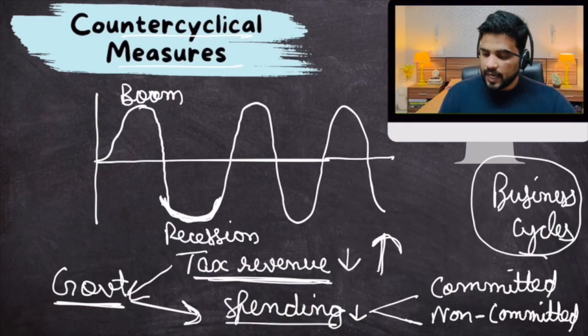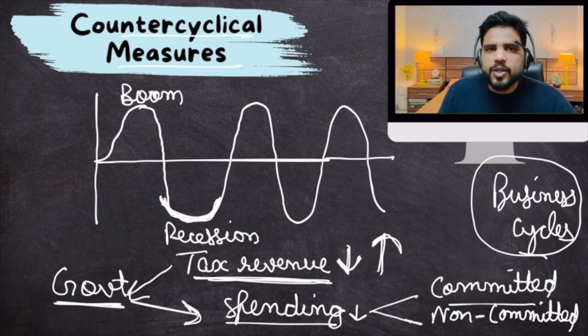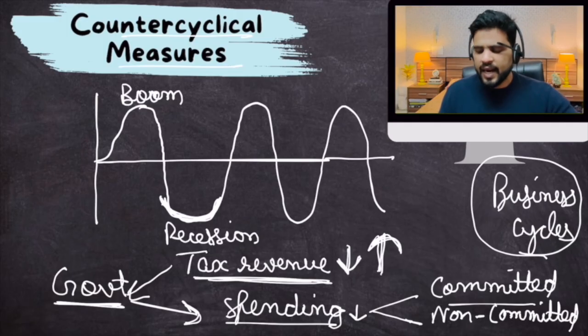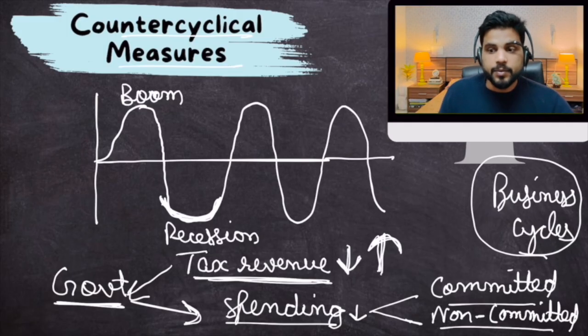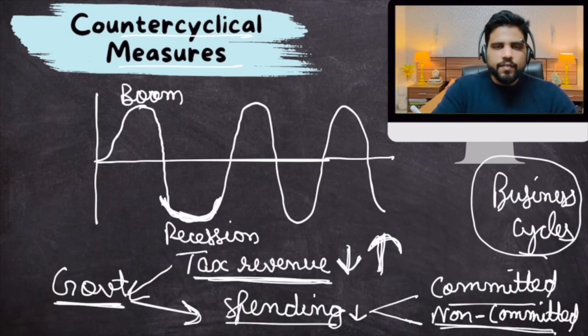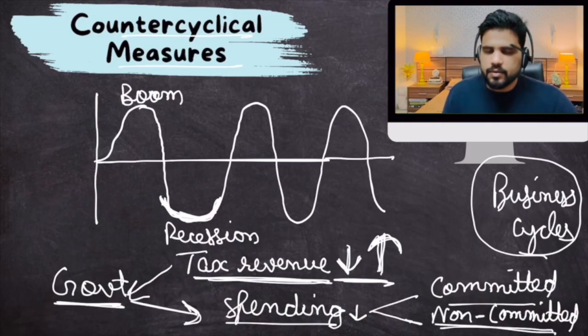Now, the thing is that tax revenue has declined so much that government even cannot finance its committed expenditure. So what does the government do? Government raises taxes on the people so as to get some money. And government reduces its non-committed expenditure, sometimes even committed also. Government reduces subsidies, welfare payments, and everything. Whenever there is a recession, the natural tendency of the government is to do these things.